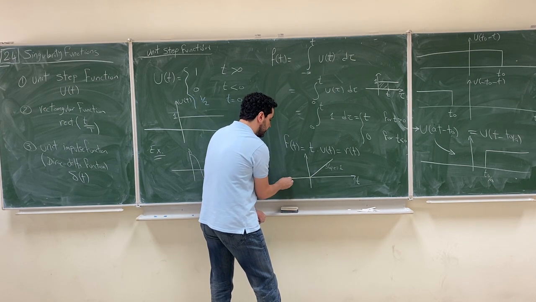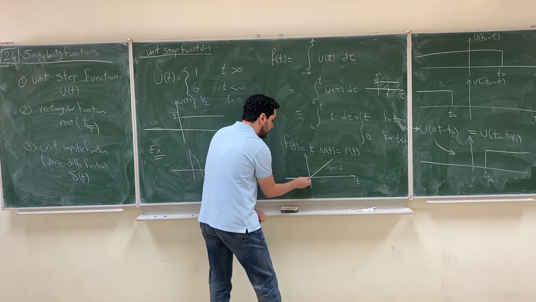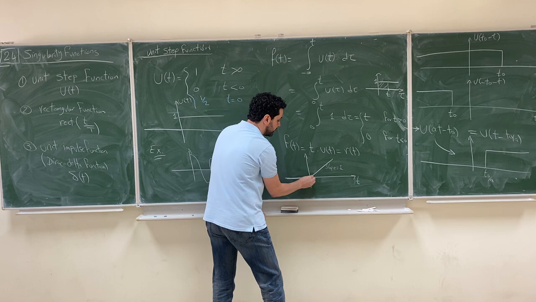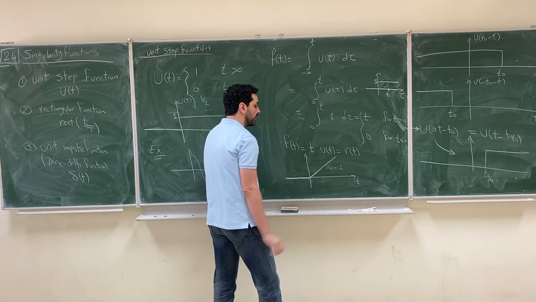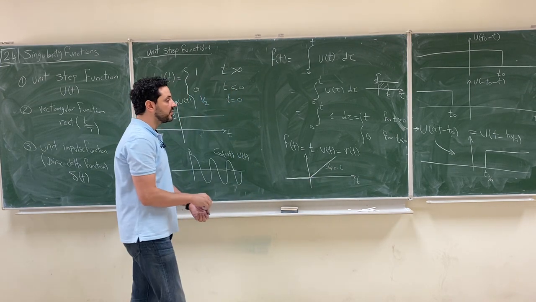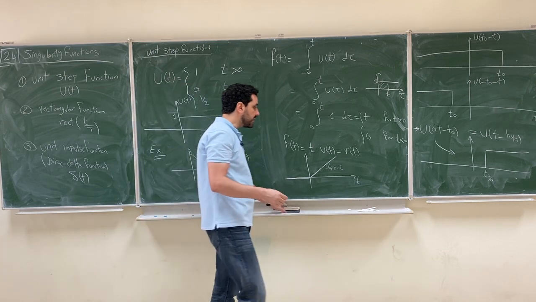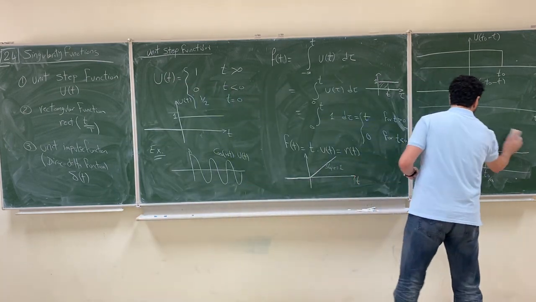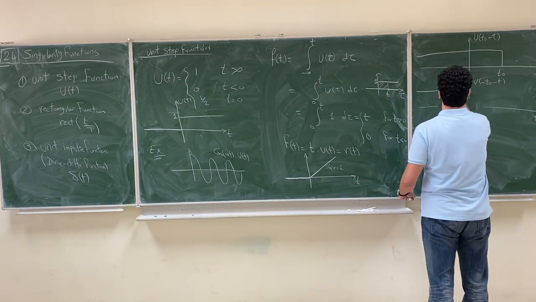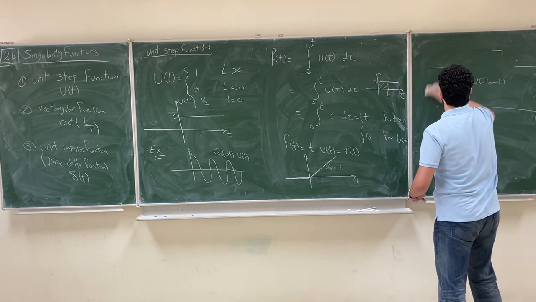So for t less than 0, it's 0. For t greater than 0, it will give you t. Okay? So this is the integration of the unit step. What if we integrate a unit step that is shifted? If we integrate a unit step that is shifted, let's do it quickly.